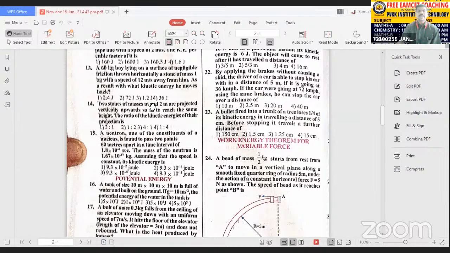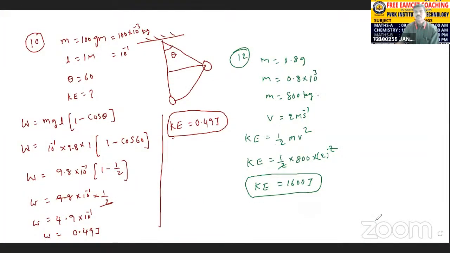So what is given? Masses are given. Two masses: first mass M1 is equal to M, second mass M2 is equal to 2M. Projected vertically upward, reaches the same height. Height is the same, but the ratio of kinetic energy. Now find out K1 is to K2.